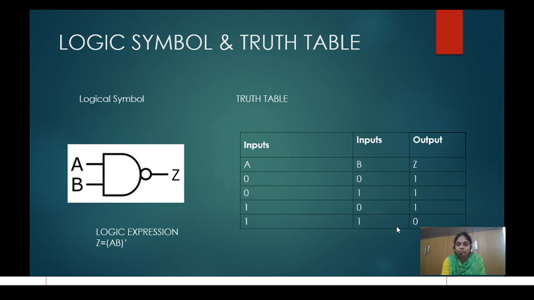So when both the inputs are high, the output is low. In remaining cases, the output will be high. The AND logical expression is A into B, so the NAND logical expression is AB whole complement, or whole bar. This bubble indicates NOT. This is AND. AND plus NOT is equal to NAND gate.